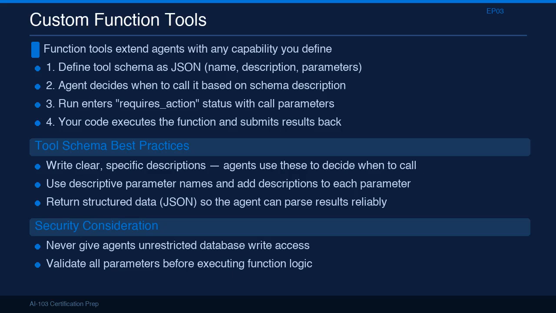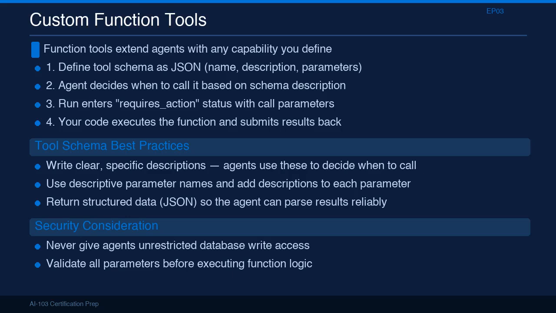Custom function tools are how you connect agents to your own systems and data. The workflow has 4 steps. First, you define the tool as a JSON schema describing its name, what it does, and what parameters it accepts. Second, the agent's underlying language model reads these schemas and decides when to call each tool based on the descriptions you wrote.